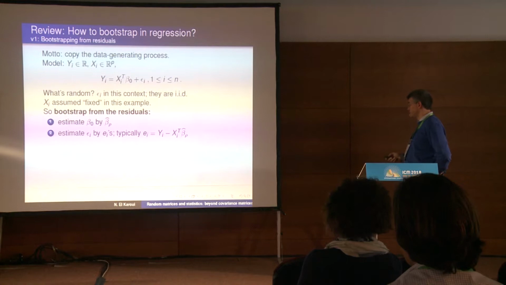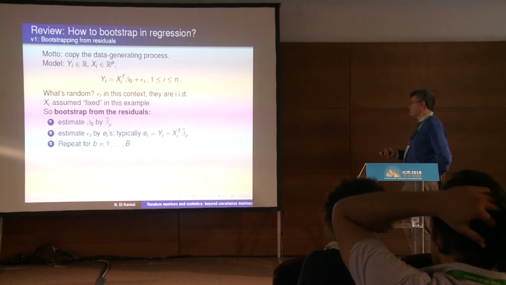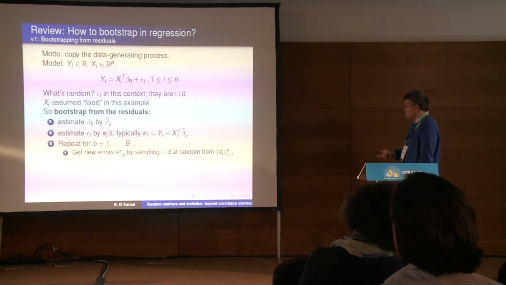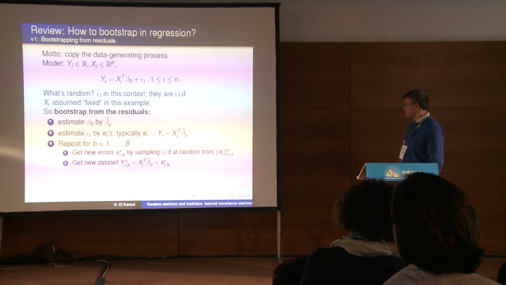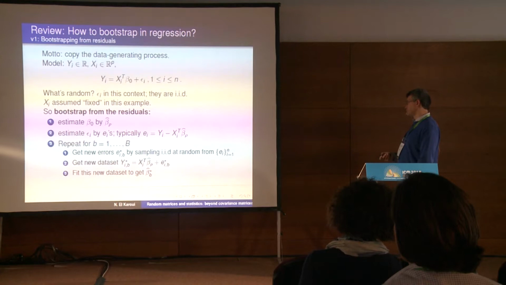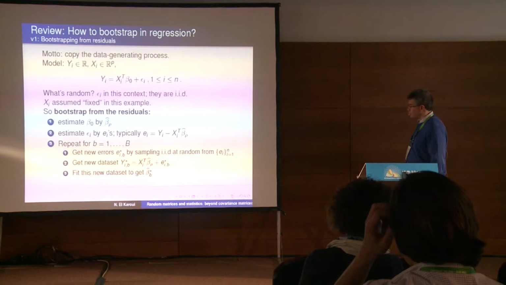And now I'm going to create capital B data sets. Typically, capital B is 999 or 1,000. By basically generating new random errors by sampling IID from the residuals, which are my best guess for the true errors. Then I'm going to create a new data set that follows the linear model: x_i transpose beta hat rho plus e_i star. I'm using all my best guesses. And then on that new data set, which is of size n and the predictors are of size p, I can solve my original optimization problem. Okay, and I get a beta hat star, which depends on rho. And I do this 1,000 times.